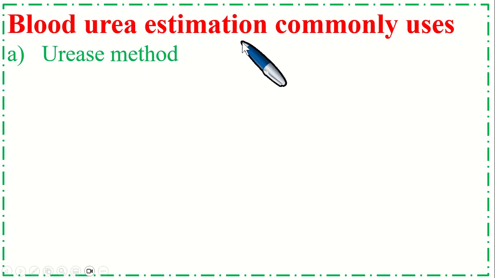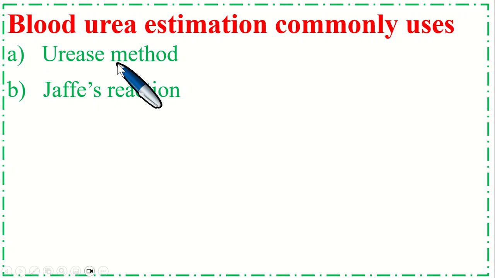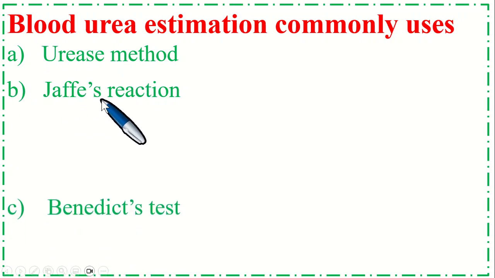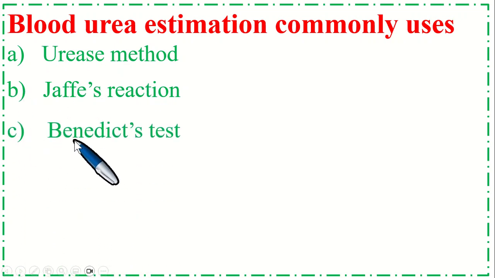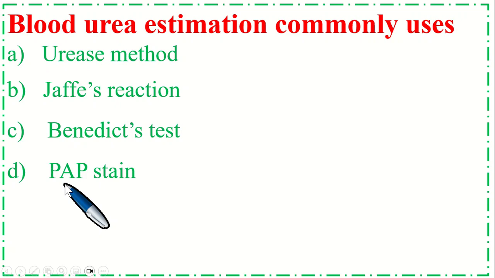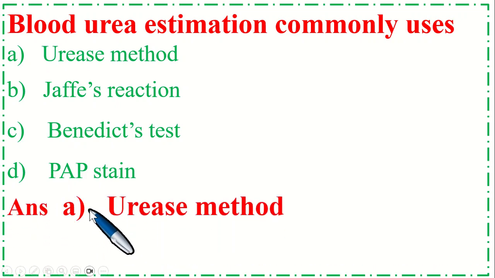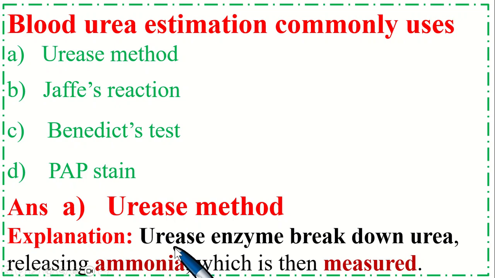Blood urea estimation commonly uses: option A, urease method; option B, Jaffe's reaction; C, Benedict's test; and option D, Pepstein. So the correct option is A, urease method. Explanation: urease enzyme breaks down urea, releasing ammonia, which is then measured.